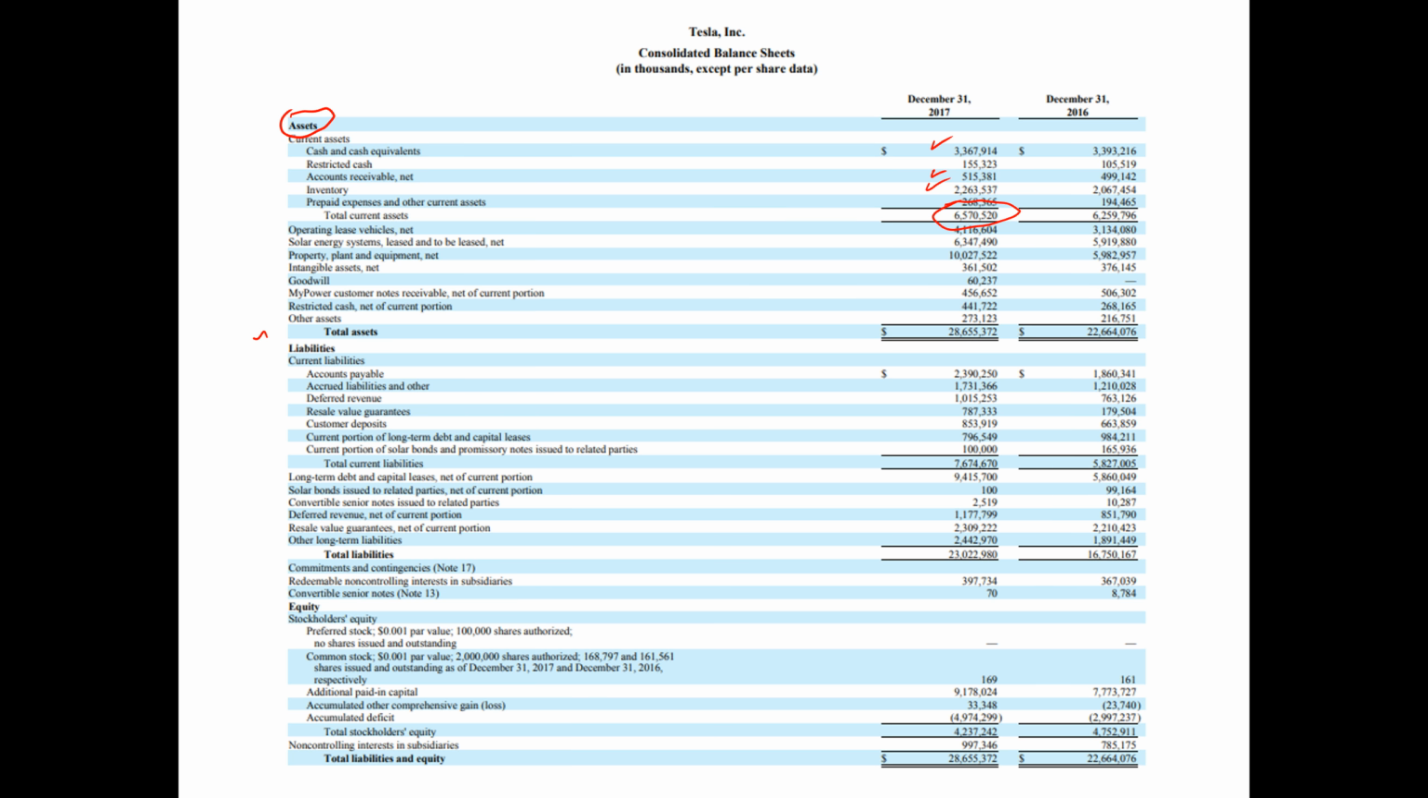Long-term assets, you can see these are some large numbers. Property, plant, and equipment is around 10 billion. We can see some other assets that they own, vehicles, energy systems. We can see that there's at least some amount of intangible assets, that there's a little bit of goodwill, and there's a couple of other things in there. Total assets around $29 billion.